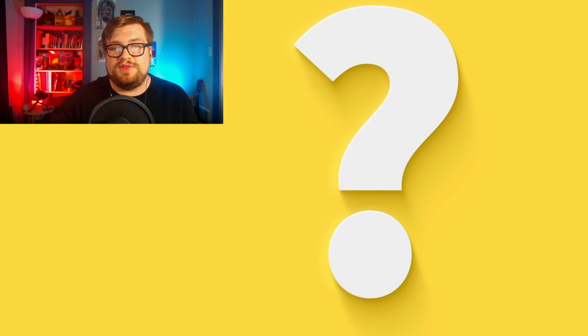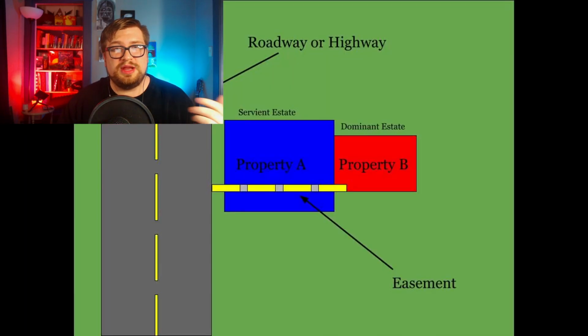See the difference? Hopefully. Now, if you have no idea what I'm talking about when I mention appurtenant or the dominant and servient estate, I'll leave a link down below and above for you to check out videos on that. We do have them on the channel.